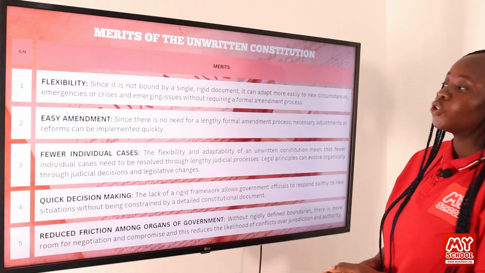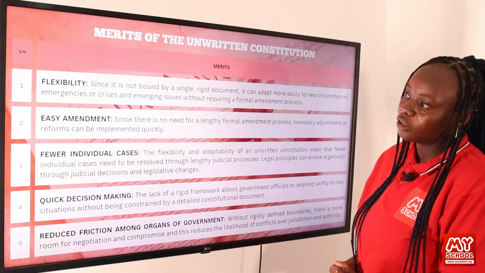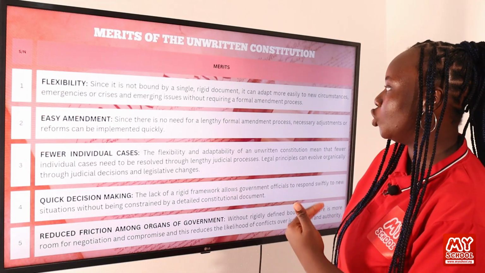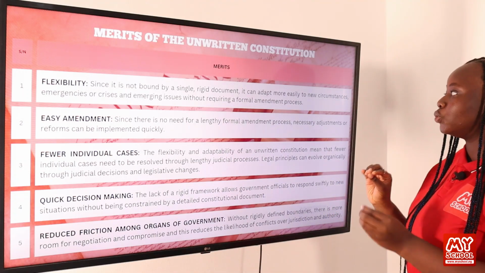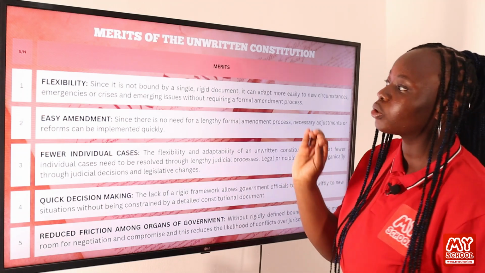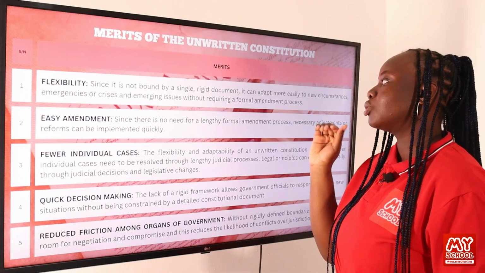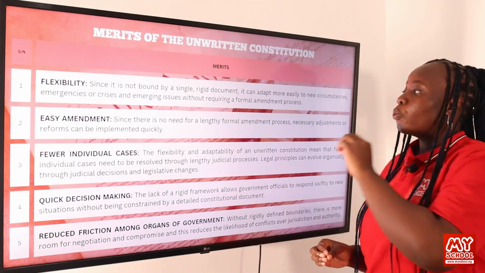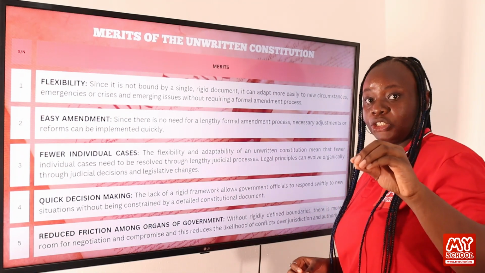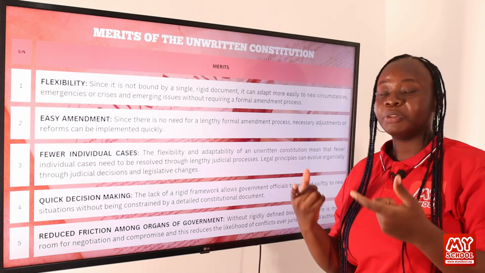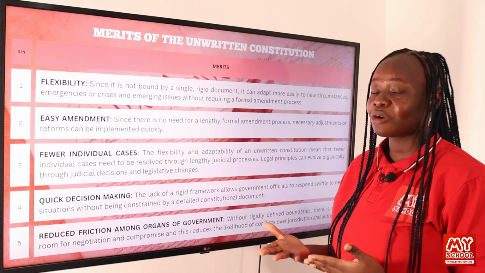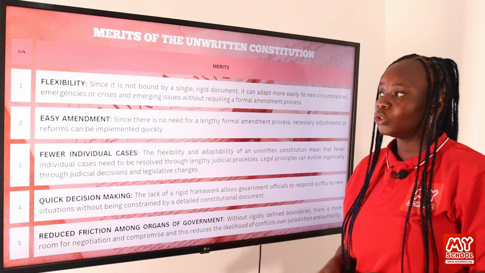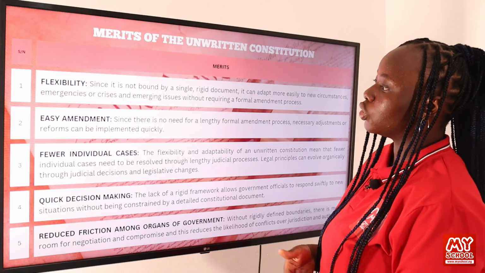Now let's move on to the next slide. All right, what are the merits of the unwritten constitution? One of the merits is flexibility. Since it is not bound by a single rigid document, it can adapt more easily to new circumstances, emergencies or crises, and emerging issues without requiring a formal amendment process. So unlike a written constitution, which requires a special amendment procedure, an unwritten constitution can easily be changed, especially in times of emergency or crisis within the country. It can easily adapt to emerging issues within the society. So this is a merit for the unwritten constitution.